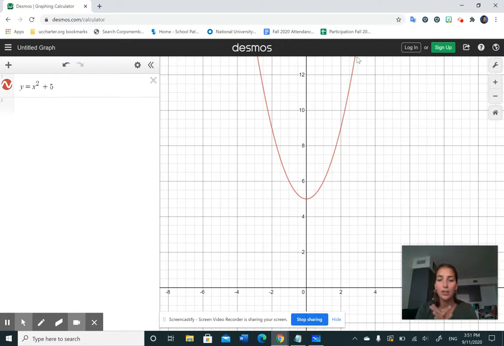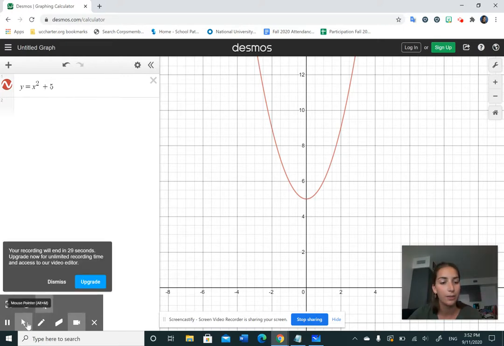So the first we're going to talk about is the vertex, vértice. Now the vertex is either the lowest point or the highest point on a graph. So on this graph, does it have a minimum, un mínimo, or a maximum, un máximo? Well, this graph has a minimum, right? Because the lowest point on the graph is right here. There's no part of this red parabola that is lower than this point right here.